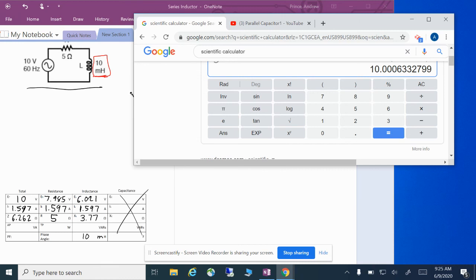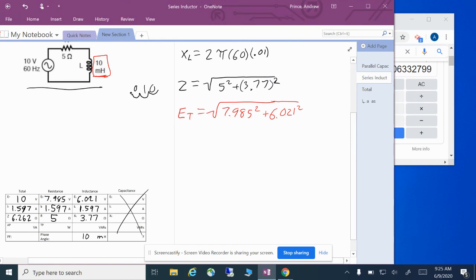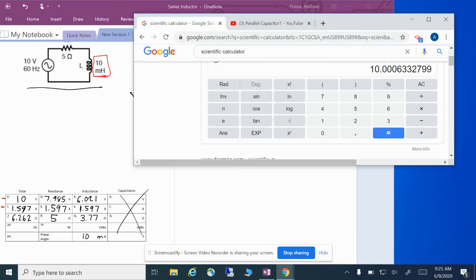So now we're going to be looking at the power. Now, the one I usually use is the current and the voltage, because to me there's no square roots or dividing or anything. You just multiply the voltage times the current. So I'm going to go down the line and just do that. So I'm going to have 10 times 1.597, which is 15.97 volt amps.